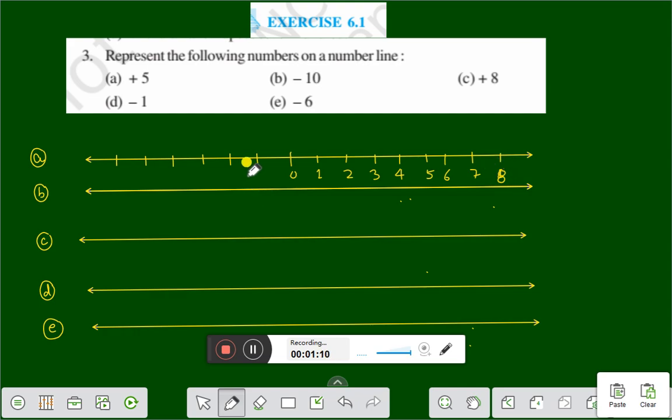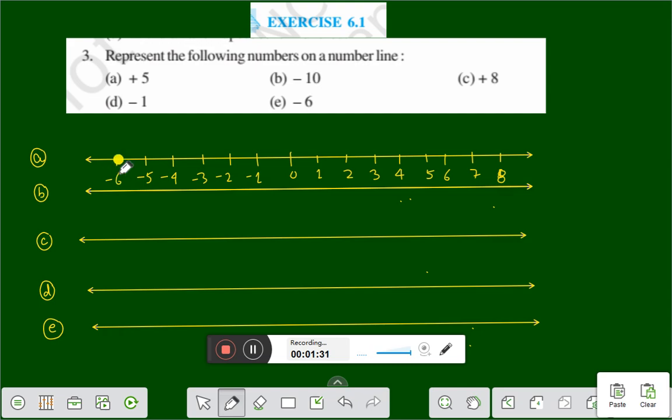And this is minus 1. This is minus 2. This is minus 3. This is minus 4. This is minus 5. And this is minus 6.